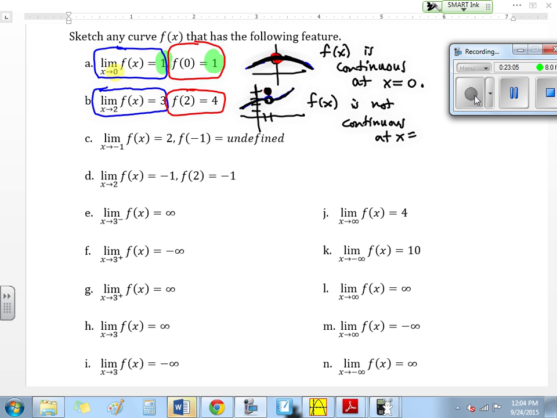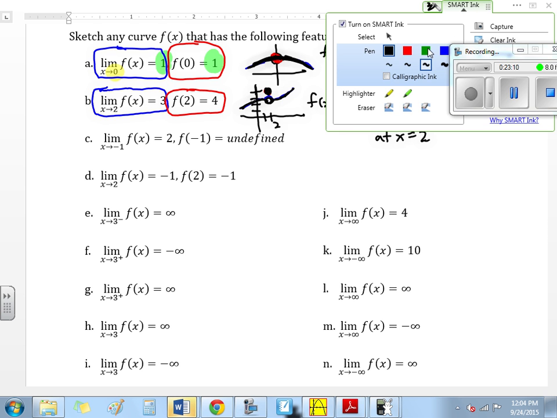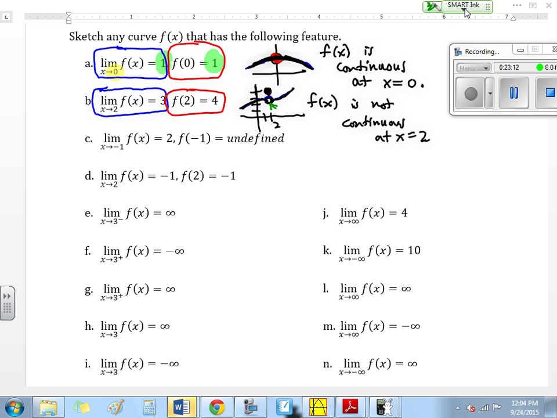at x equals 2. Question, does anybody know what we call this little hole in the graph right here? A hole. Yes. Good. All right. It's also called a point discontinuity or a removable discontinuity. Let's go to part C. See if you can sketch that one.